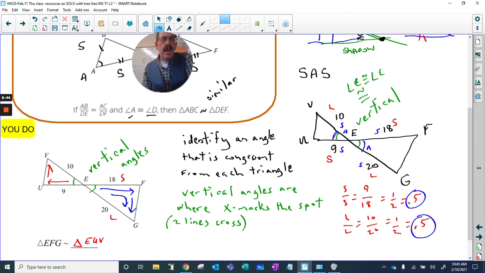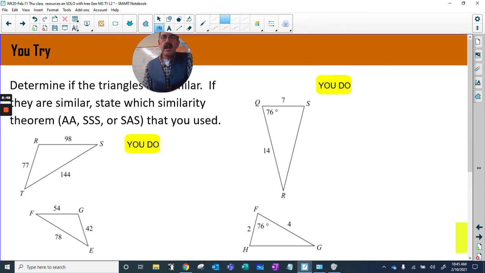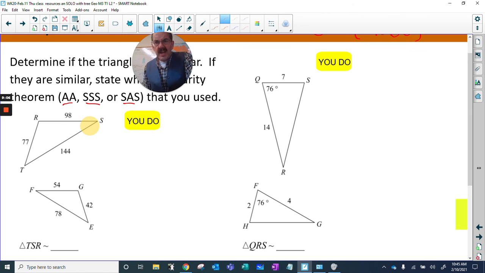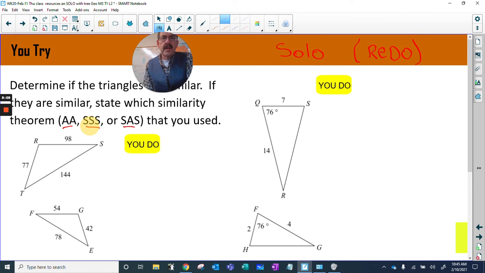Now what I was hoping for in class is the you do part. This was our solo. The one that didn't work the other day, I had to redo. Take a moment and try. Is it angle-angle? Is it side-side-side? Is it side-angle-side? Show the proportions. All right, so that was your assignment this week.